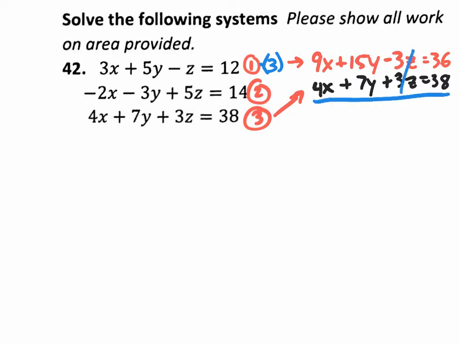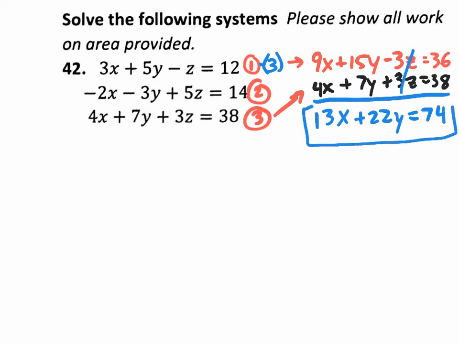So when I go 9 plus 4, that's 13, talking about x's. 15 plus 7, that's 22, talking about y's. And 36 plus 38 is 74, correct? And this is our new equation number 1, so everybody should box that in, new equation 1. Let's label it. Okay, so step 1 is to get something to eliminate, creating a new equation number 1.